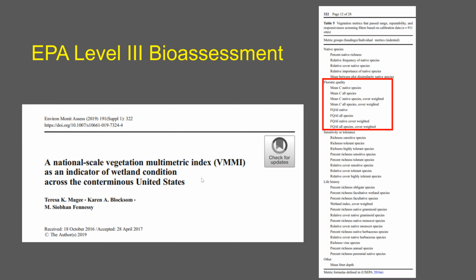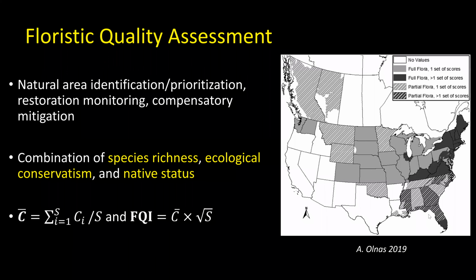And here's a paper that shows you this Vegetation Multimetric Index. And I pulled this out of that paper just to show you that it relies on floristic quality. There are all these metrics that are used that all pertain to floristic quality. And truly, as the word suggests, the VMMI is a multimetric index. There are lots of metrics that are used in this.